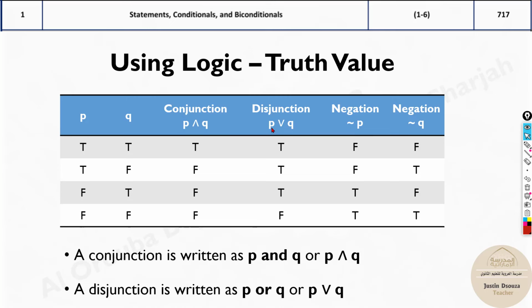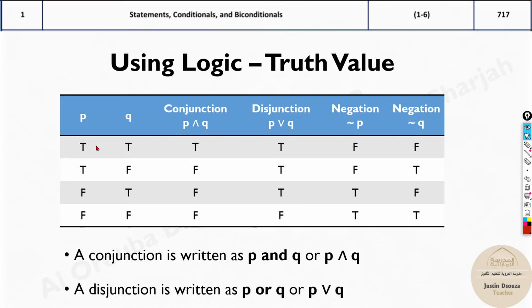Whereas disjunction is the other way around. Only if both are false will it be false. Otherwise, even if one thing is true, it's true. You can get through, it's kind of like that. And that is given as a V, like this symbol over here. It's not exactly V, but similar to V. And that's called OR.